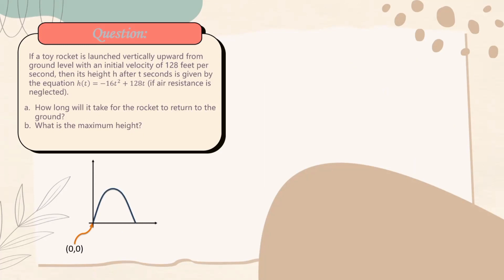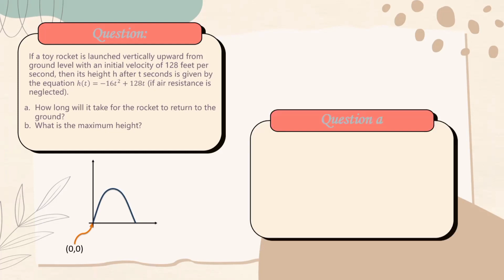The toy rocket that will be launched forms a curve where 0, 0 is the initial position of the rocket when it is launched, because the constant is 0. To answer question A, how long will it take for the rocket to return to the ground? When the rocket returns to the ground, the h of t value is 0 and we have to find the value of t. Substitute 0 for h of t. Here we have negative 16 t squared plus 128 t equals 0.